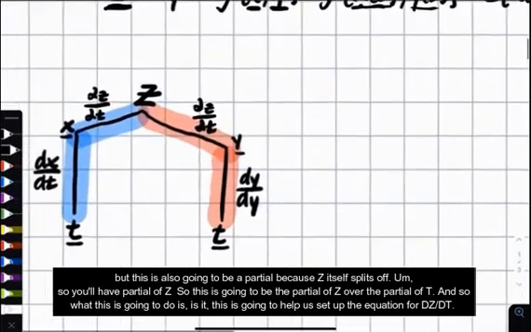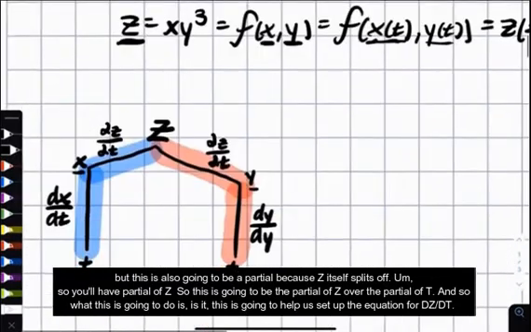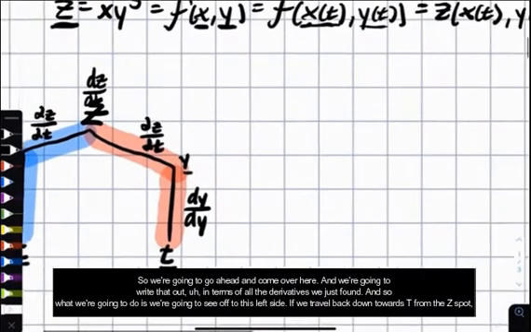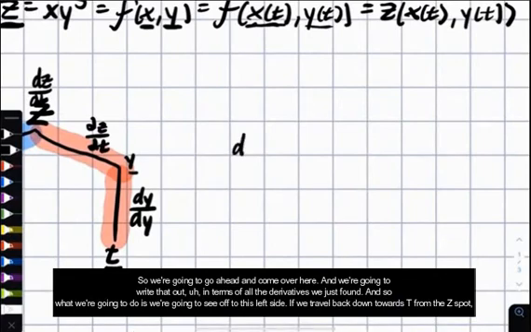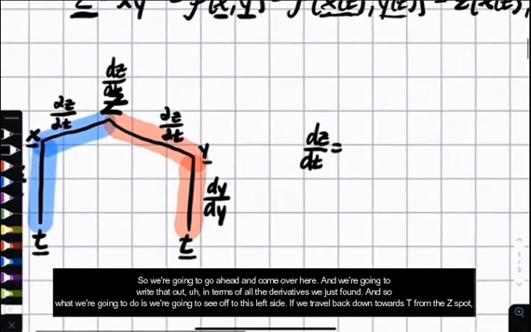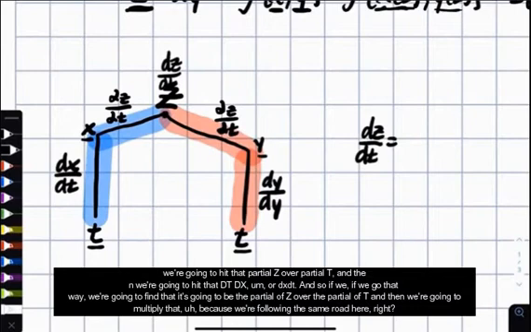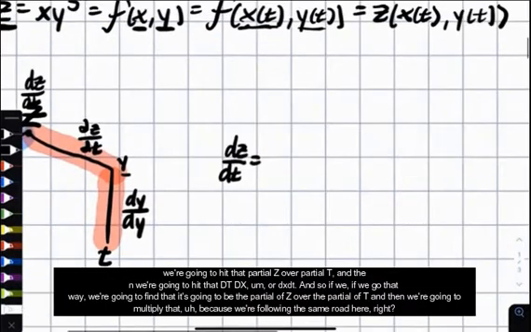And so what this is going to do is help us set up the equation for dz/dt. So we're going to come over here, and we're going to write that out in terms of all the derivatives we just found. And so what we're going to do is see off to this left side, if we travel back down towards t from the z spot, we're going to hit that partial z over partial t, and then we're going to hit that dx/dt. And so if we go that way, we're going to find that it's going to be the partial of z over the partial of t.